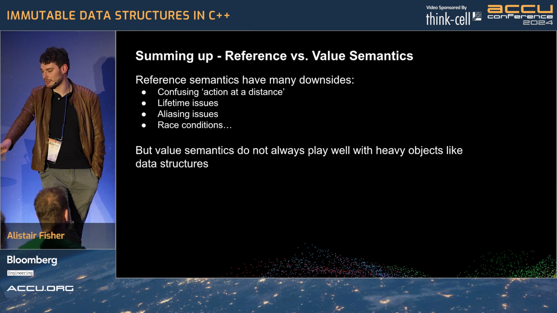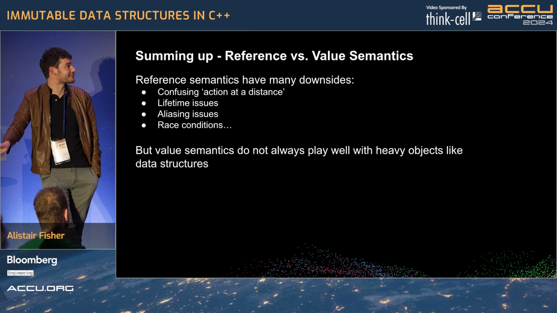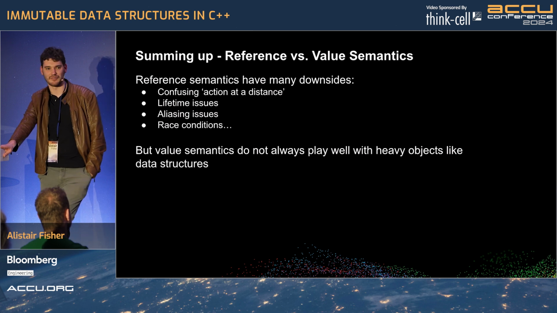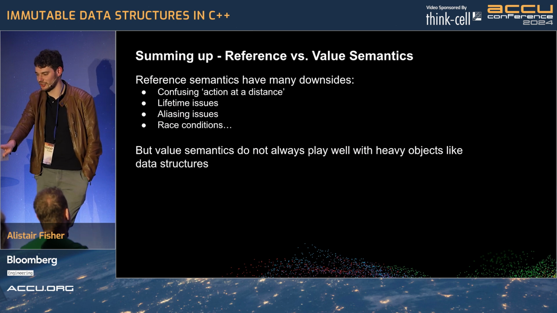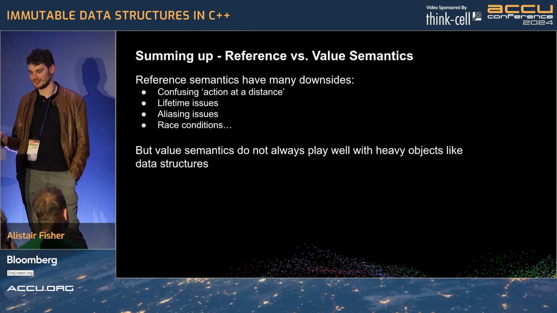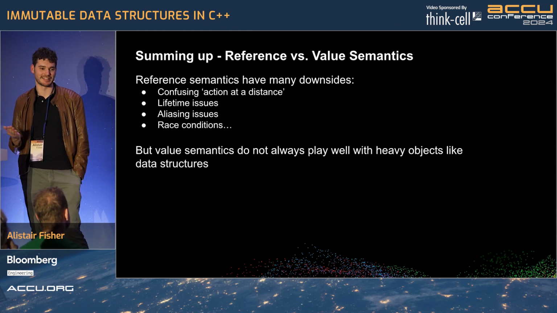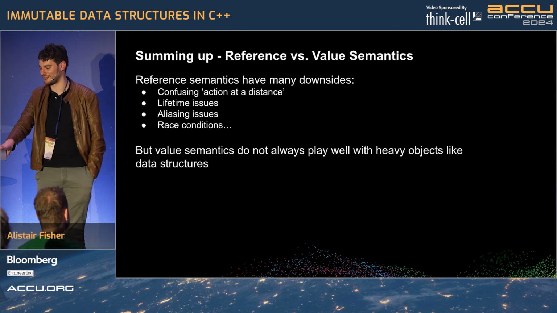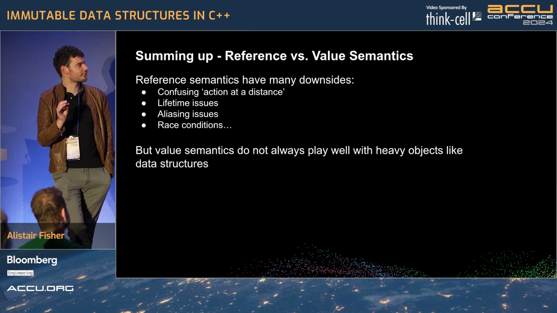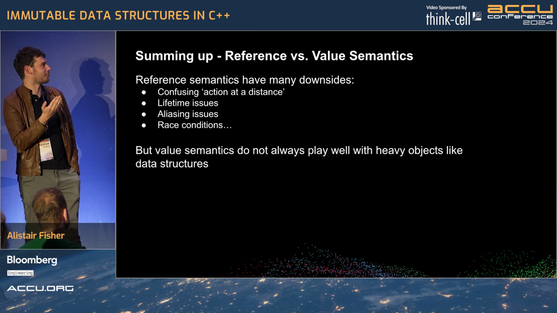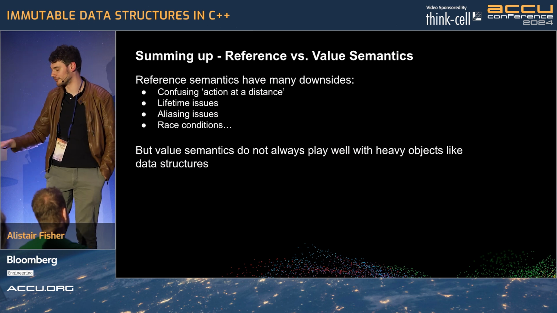To sum up so far, with reference semantics, where we normally do things, there are quite a lot of downsides. This action at a distance is confusing. You have lifetime issues. You have aliasing issues. You have race conditions. But while value semantics may fix all of those things, you have a real problem with heavy objects. If you go copying objects everywhere, you're basically defeating the point of using C++ in the first place, right? So I'm going to pause this here for now. The big takeaway really is we would like to be using value semantics to solve the problems above, but in the current state of C++, we can't always justify it for heavy object classes.